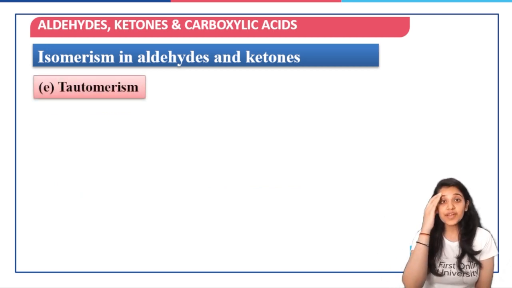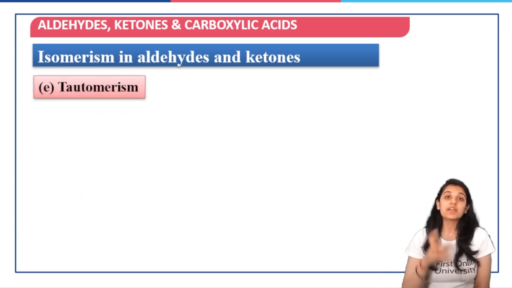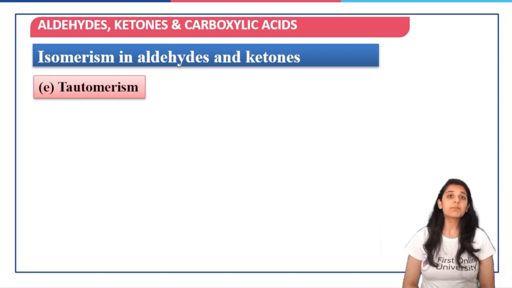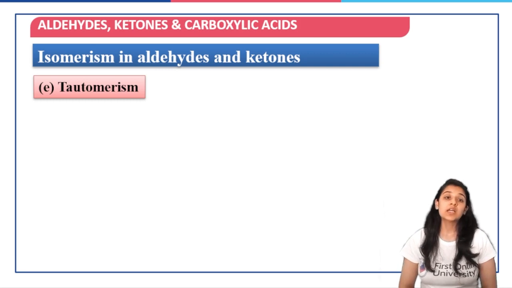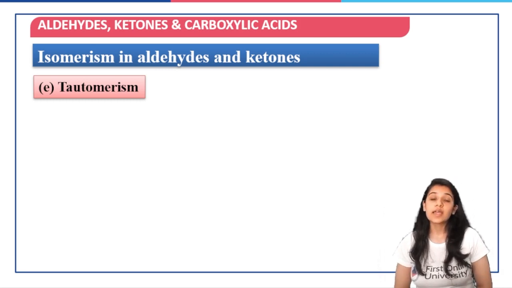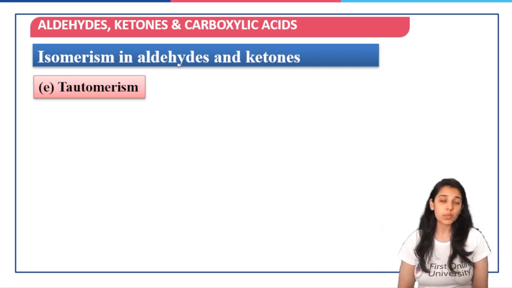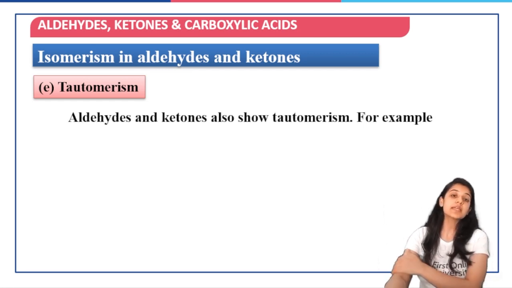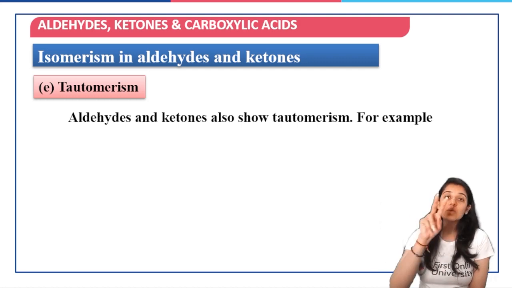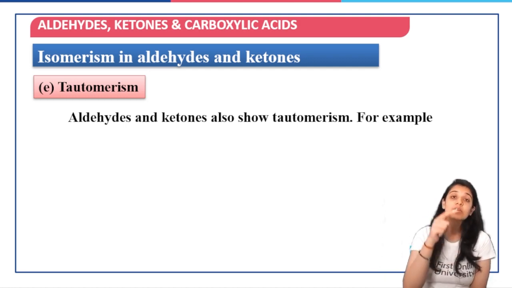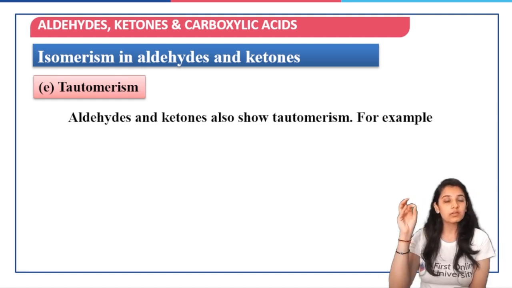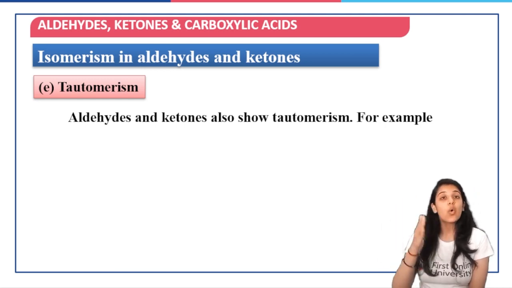The next type of isomerism, which is very, very popular, very commonly used, and very important in case of aldehydes and ketones, especially from the examination point of view, is tautomerism. Now, tautomerism is when you have the conversion of a ketone group or an aldehyde group, that is C double bond O, to COH.